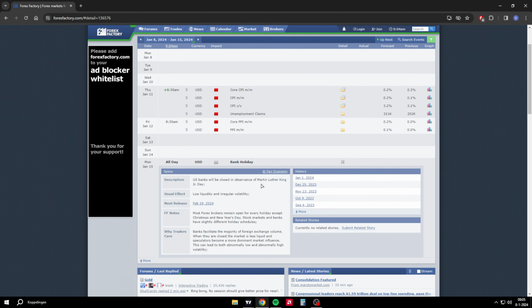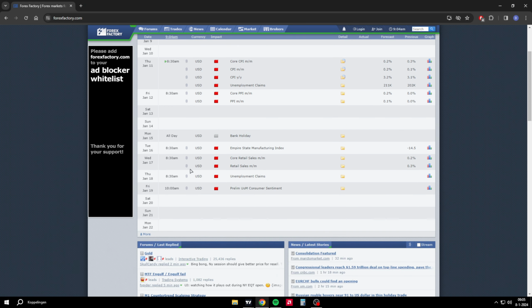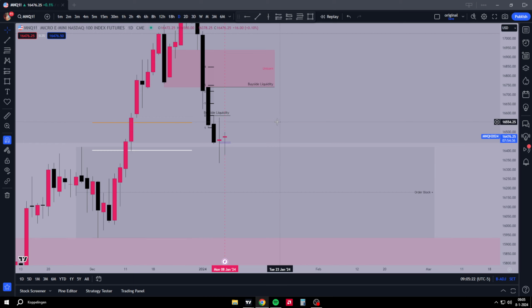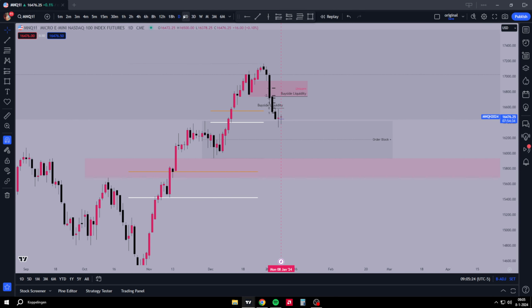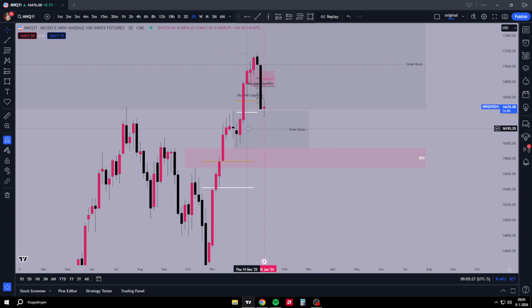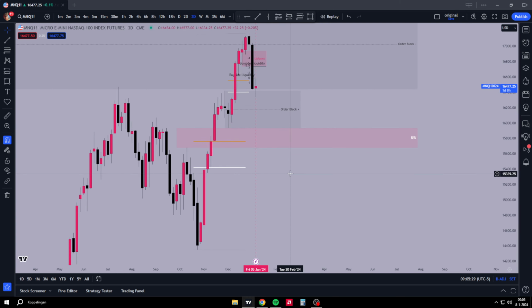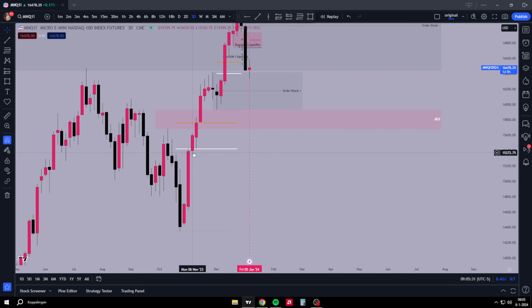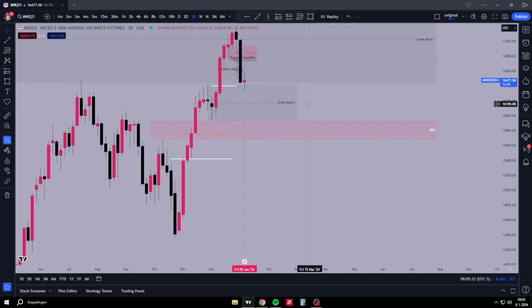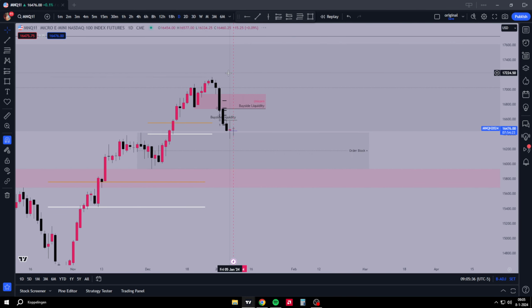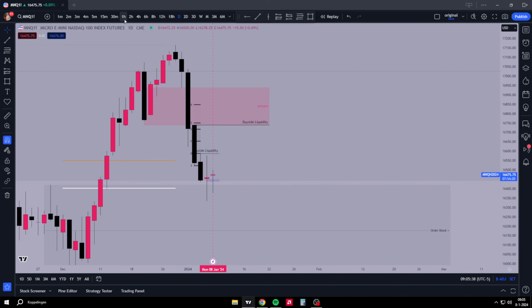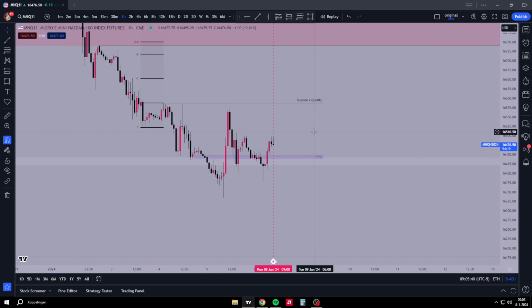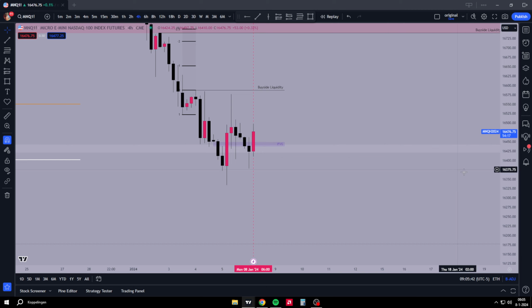And then next week we have a bank holiday, Martin Luther King Day. But yeah, that's just for next week. We have a lot of red folder news, so I see a lot of distribution next week. So next week I'm going to be anticipating mean threshold, this low, equilibrium, optimal trade entry, BISI there as well. So we'll see what happens. But for now, this Monday, Tuesday, and Wednesday I'm going to be expecting bullish action.